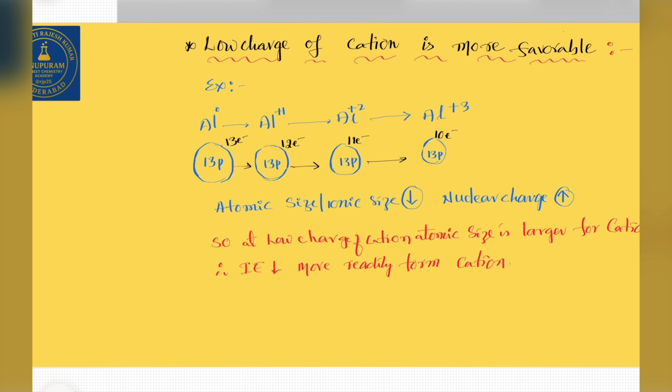I am saying low charge of cation is more favorable. Why is low charge of cation more favorable? We'll discuss. I took one example: the cation aluminium, atomic number 13, so the number of electrons is also 13. Now I remove one electron from this, it becomes Al0 to Al plus 1. Remove one more electron, Al plus 2. Remove one more electron, Al plus 3.